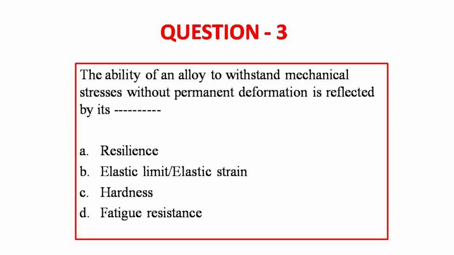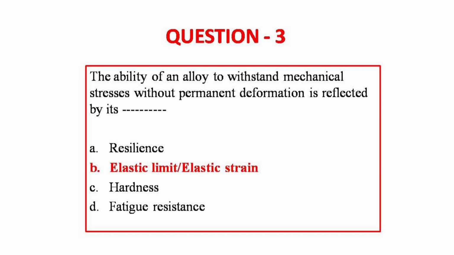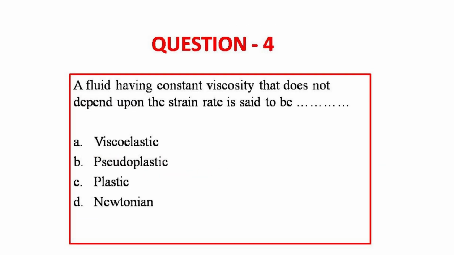The ability of an alloy to withstand mechanical stresses without permanent deformation is reflected by its, they've given 4 options, resilience, elastic limit or elastic strain, hardness, fatigue resistance. The answer to this question is option B, elastic limit or elastic strain. So moving on to question number 4.